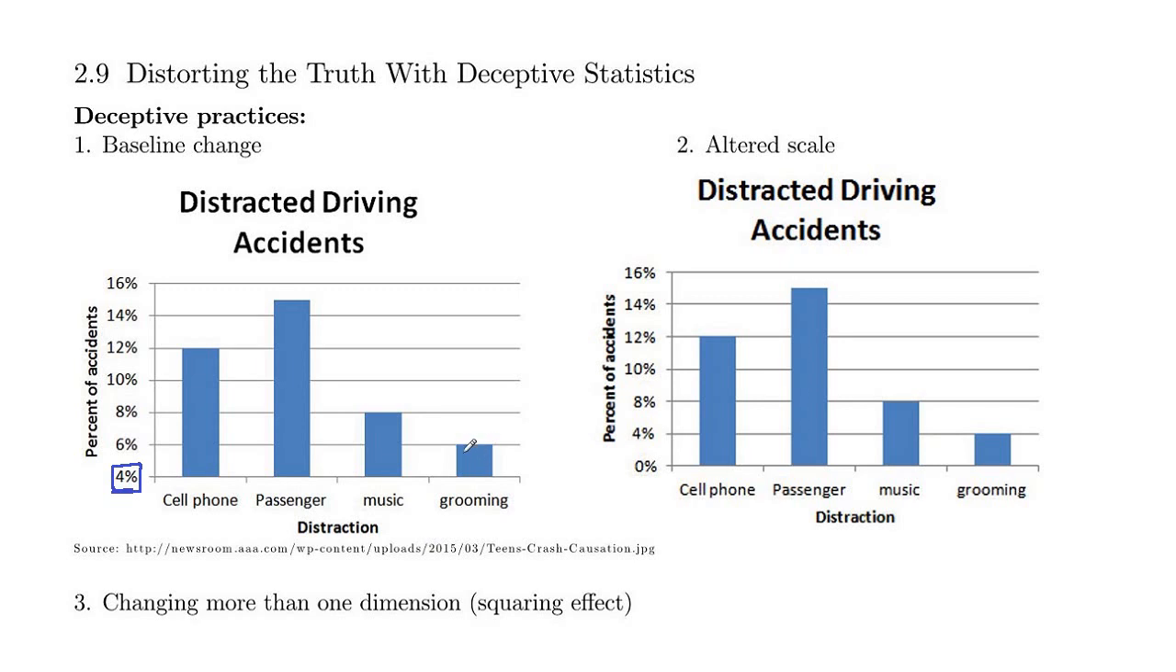Same thing with grooming here. That's 6%. Looks like cell phone accidents are 4 times as much. 4 times 6% would be 24%, not 12. So that's a baseline change.